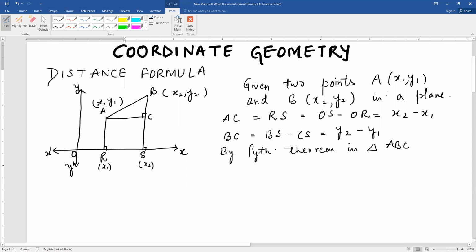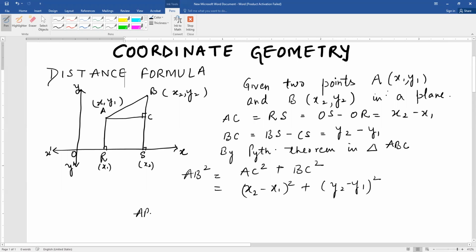Similarly, BC is BS minus CS, that is y2 minus y1. Y coordinate of C and A is y1. So by Pythagoras theorem in triangle ABC, we have AB square is equal to AC square plus BC square. Now what is AC square? AC is x2 minus x1 का whole square. And what is BC? y2 minus y1 का whole square.